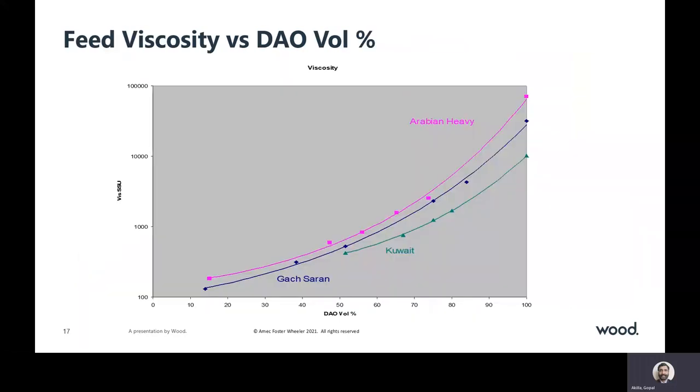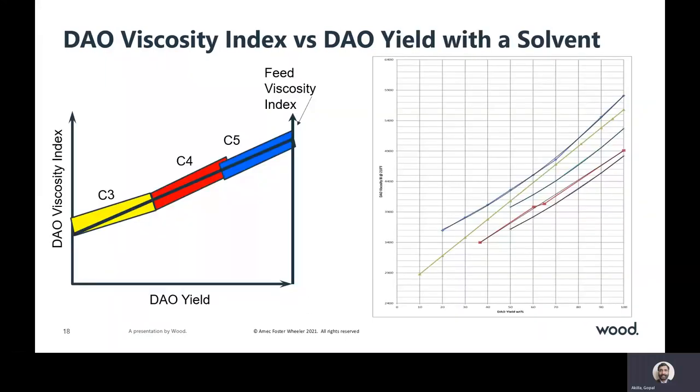If you plot the viscosity on a linear graph, it is a curve. You can see for various residues how these curves change. If you plot the viscosity index against the yield, it is more or less like a straight line with a slope and an intercept.